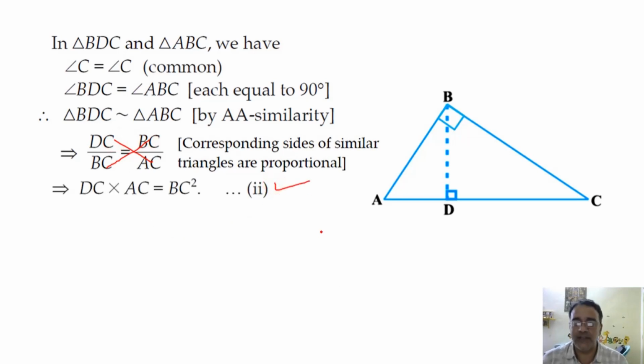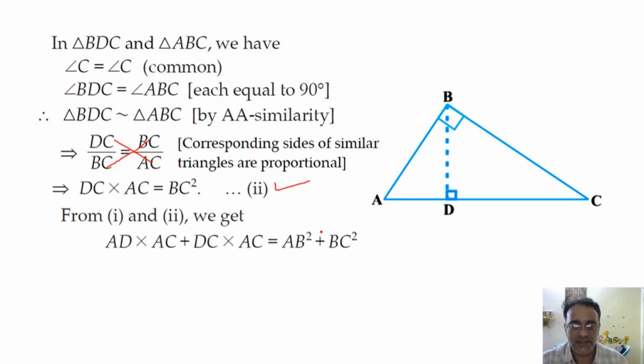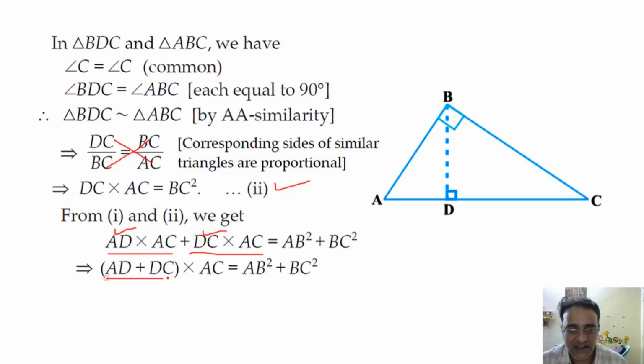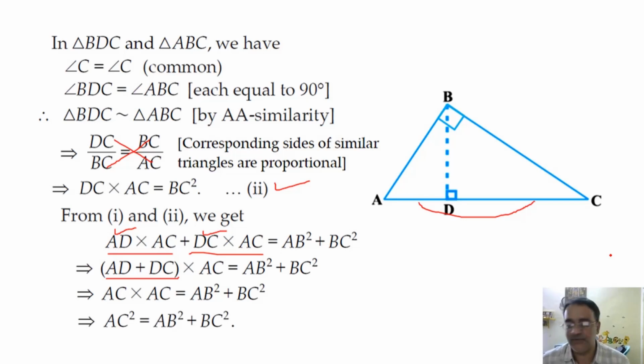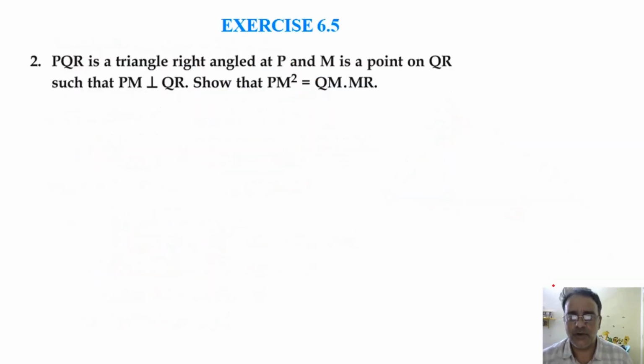Now we are going to add both the equations. If you add both the equations, we are getting this result. अब ये दोनों में AC common ले लो. If you take AC common, here AD will be left and here DC will be left. And AD plus DC, if you see the figure, you will get AC. So that means AC square is equal to AB square plus BC square. Any doubt in this proof? No, sir. Okay. Now we are moving towards exercise 6.5, some questions. I would like to start with question number 2.